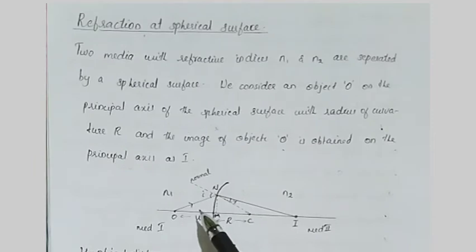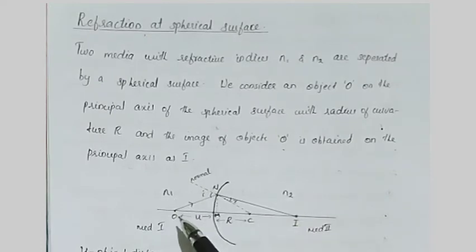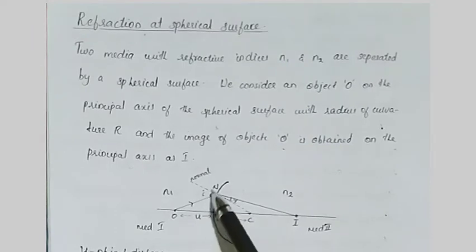So as we told, there are two media, medium 1 and medium 2, and the refractive index of medium 1 is n1 and medium 2 is n2, and we are having a spherical surface which separates these two media. Now this spherical surface has a center which is marked here as C, and the radius of curvature of the spherical surface is taken as r.